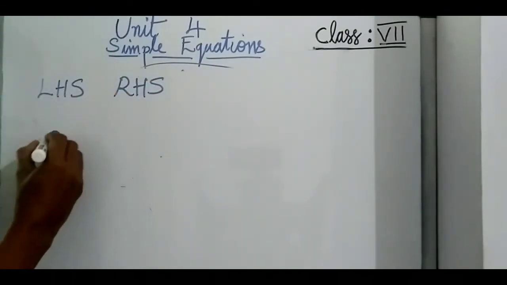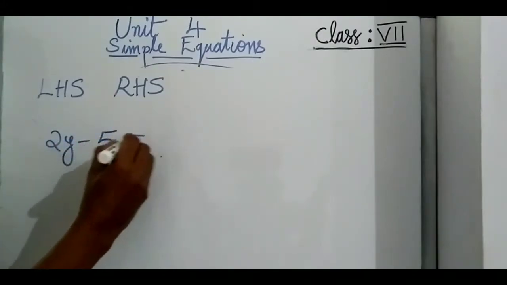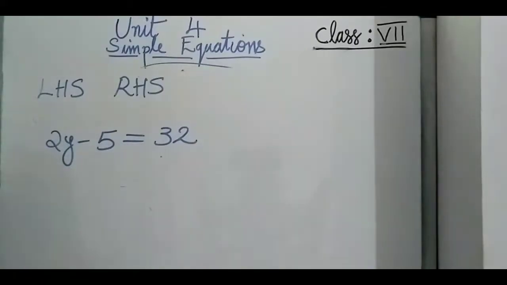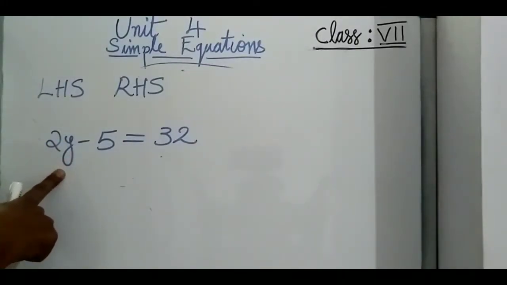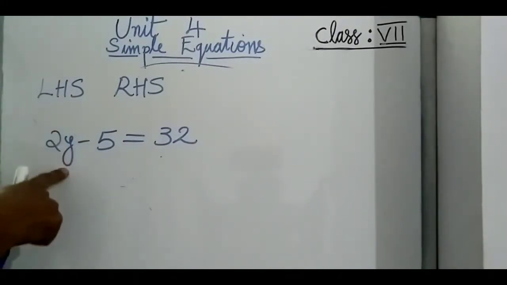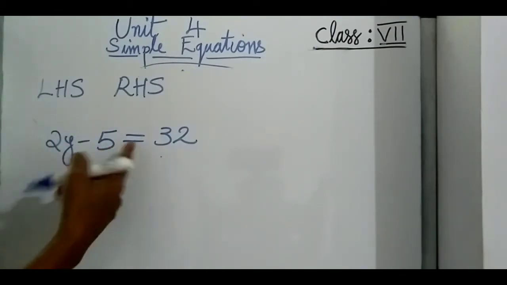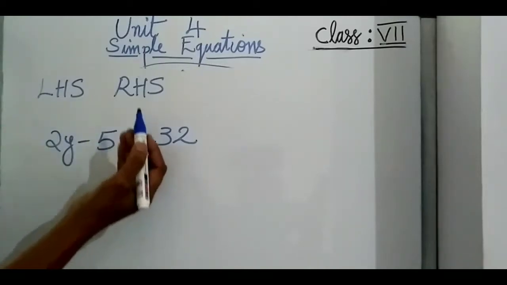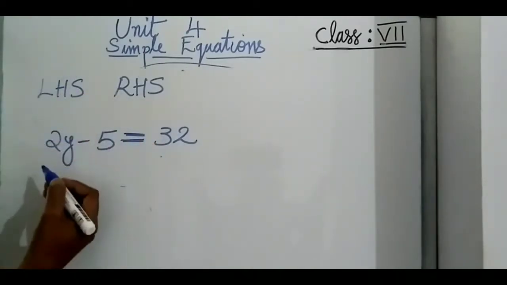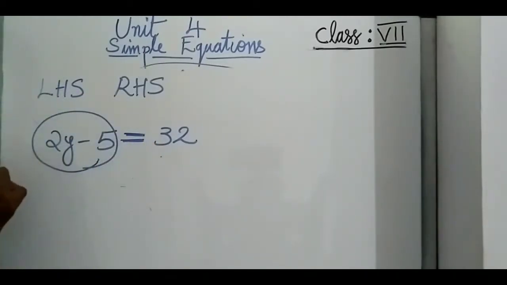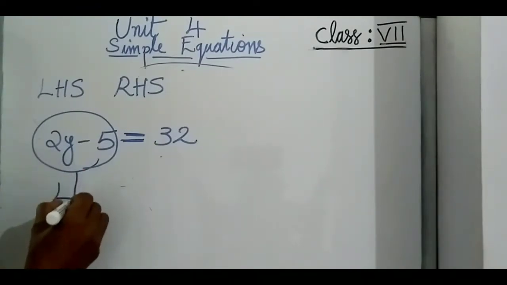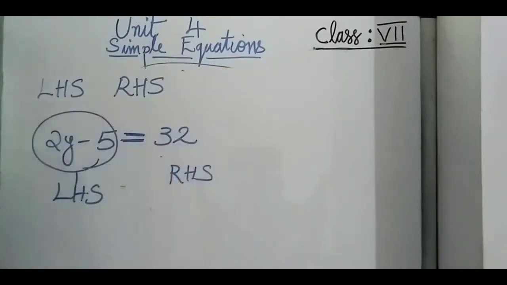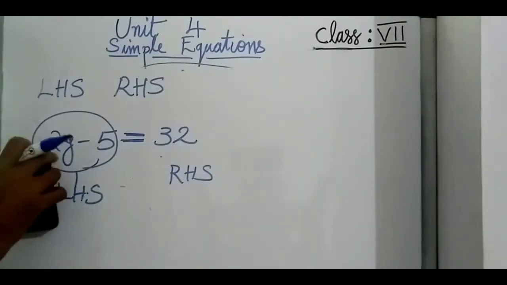Take 2y minus 5 equals 32. In this case, this is an equation. There is a variable, that is y. This is the equal sign, and the value of the expression to the left of the equal sign is 2y minus 5. This is the LHS, and here the RHS is 32. This is the RHS. So how can we write?